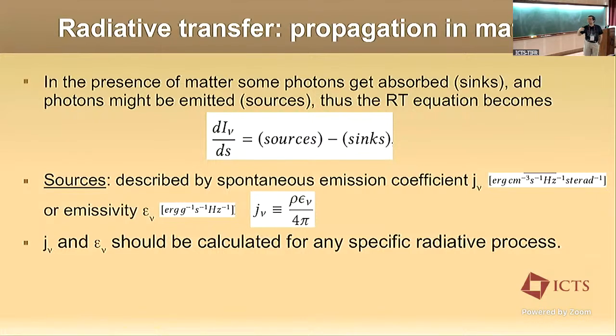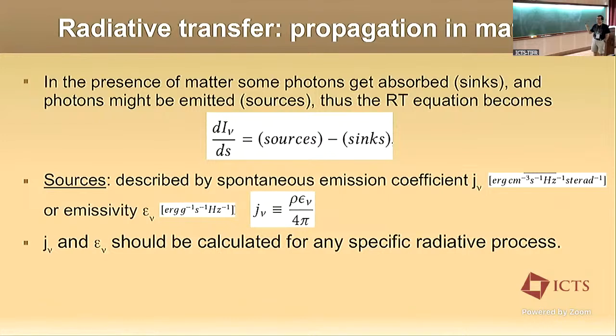So usually you can have both or one of them, depending on what material you are passing through and what kind of radiation as well. So the sources typically are described with something called spontaneous emission coefficient, or just emission coefficient, the specifics of which depend on what kind of process is important for the emission of the radiation, right? So this could be, for example, atoms that were excited and now they get de-excited and emit radiation.